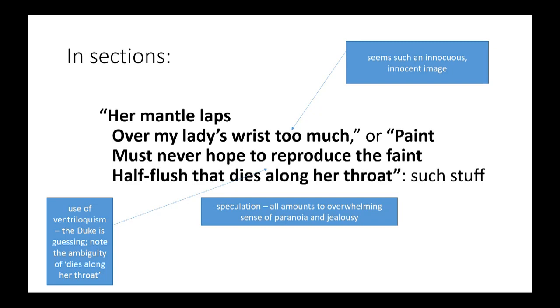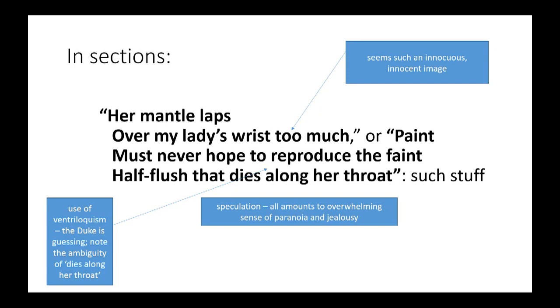Imagine a photographer photographing a model. You sense that's an important relationship for a short time, where the photographer has to position his or her model in the way that is appropriate. Or paint must never hope to reproduce the faint half flush that dies along her throat.